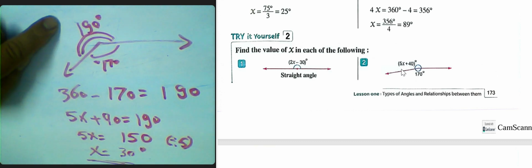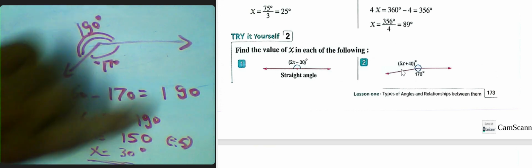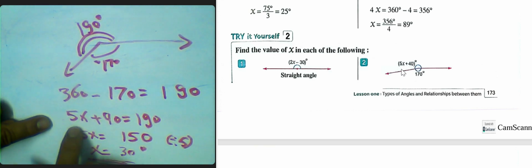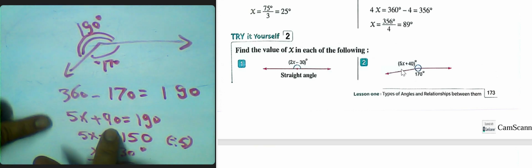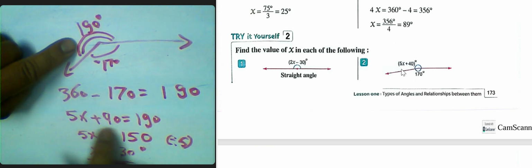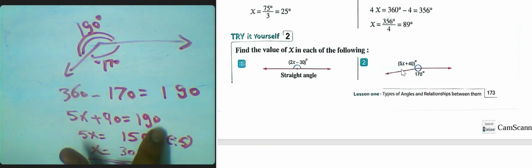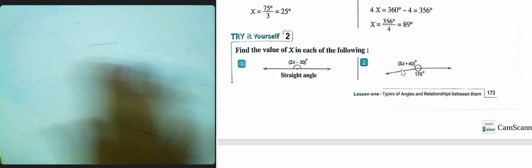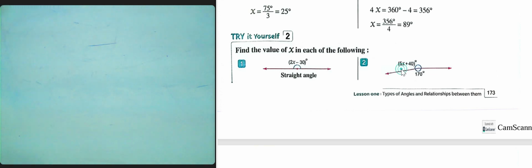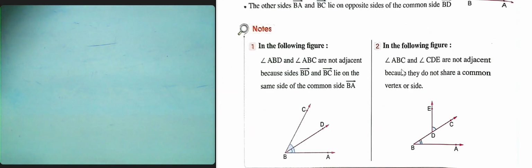First step, we can find here the reflex angle, 190 degrees. 190 equal 5x plus 40. He gives us the measure of this angle as 5x plus 40, and then we can move 40 from the left-hand side to the right-hand side and change the sign. 190 subtract 40 is 150, divided by 5 equals 30 degrees. Next question, try to solve number 3.